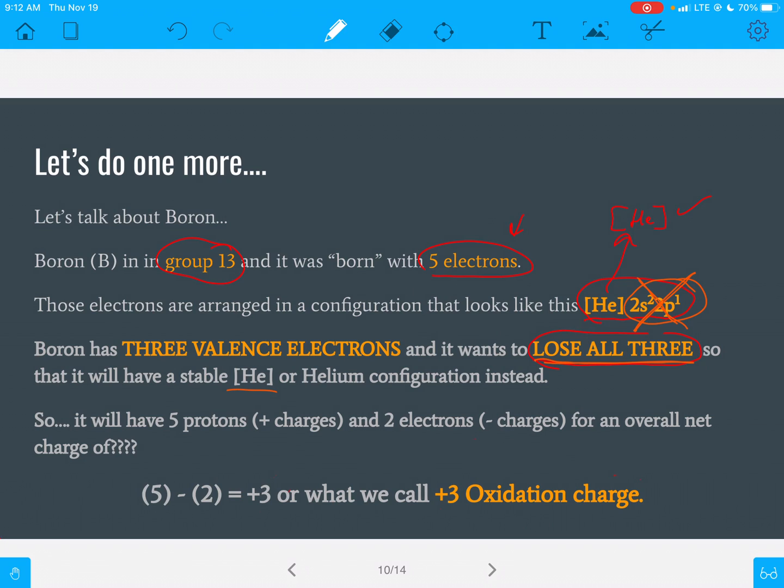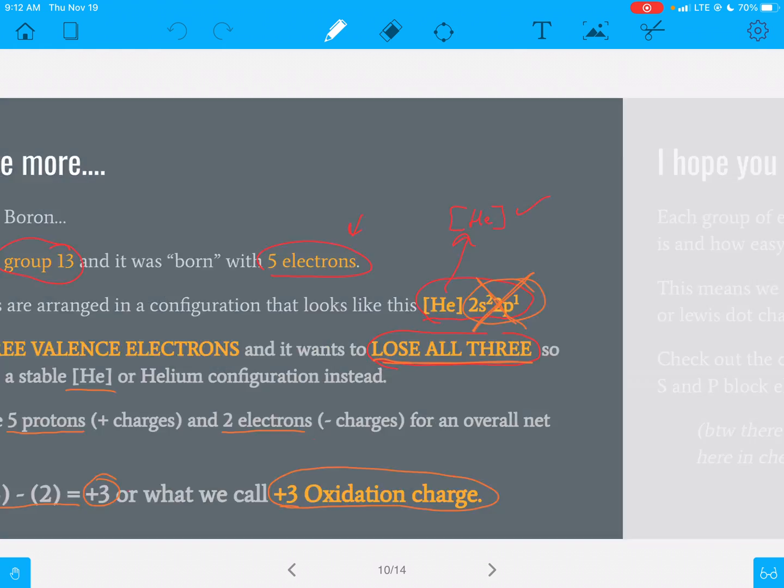Of course, we all know that on the inside in its DNA, it has 5 protons. But on the outside, it's only going to have 2 electrons. So what's that going to be? 5 minus 2, which is going to be a plus 3 charge. And we're going to say that it has an oxidation charge of plus 3. So there's that. So let's keep moving on.